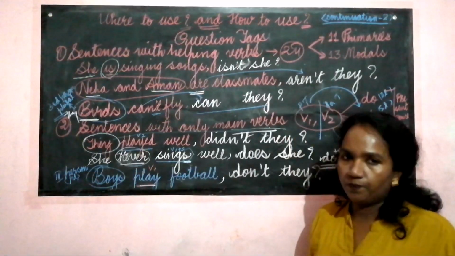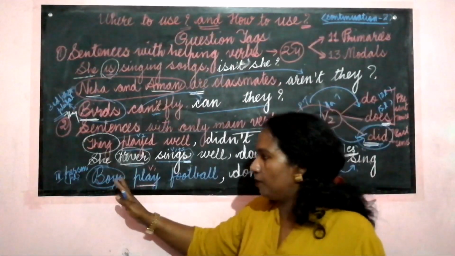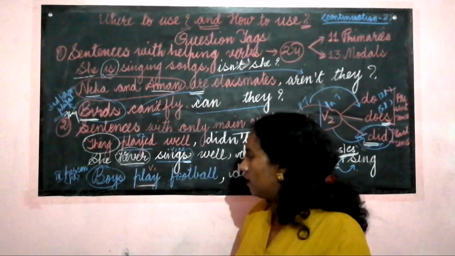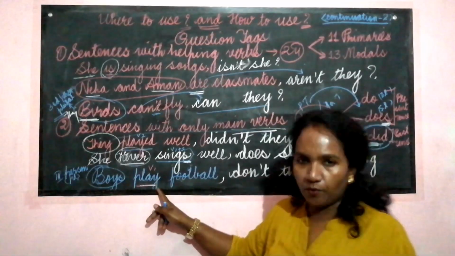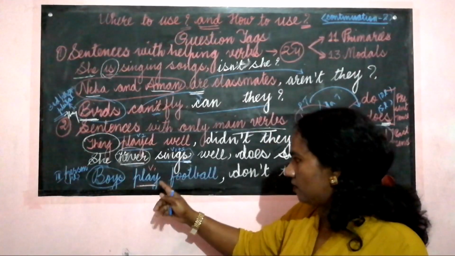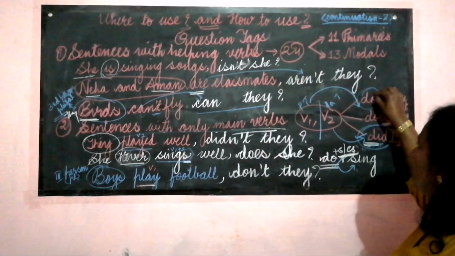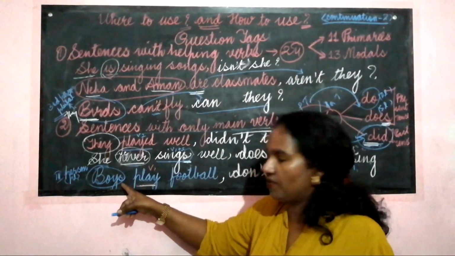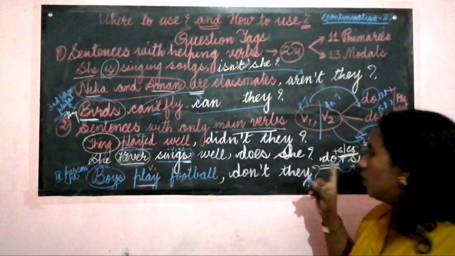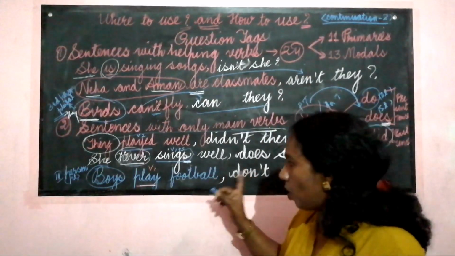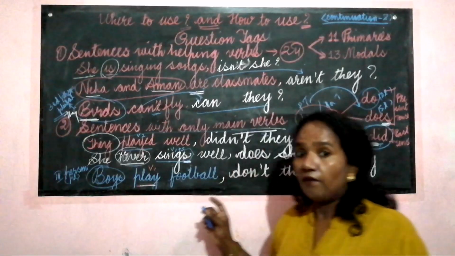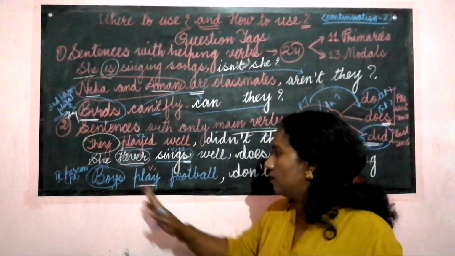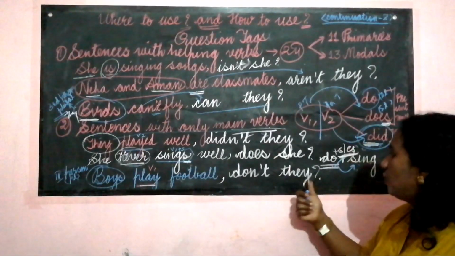Boys play football. In this sentence, boys is third person plural and we have only one pronoun for it. They play, first form of the verb. There is no s or es. Therefore, we have to use do. Instead of boys, we have to take they. Do plus not. As the sentence is positive, we have to use a negative tag. Do plus not is equal to don't. For boys, they. Don't they?